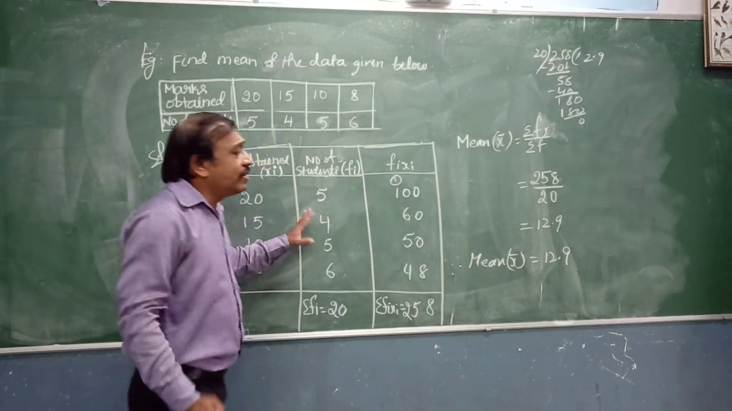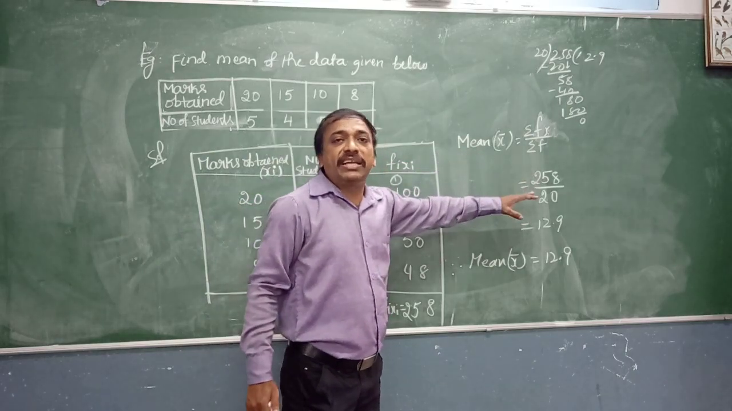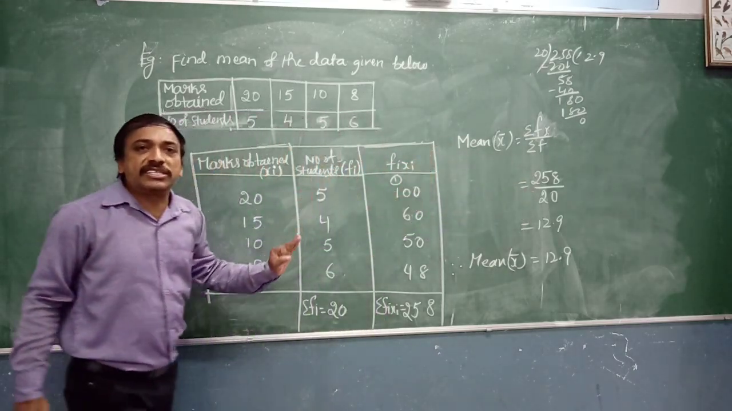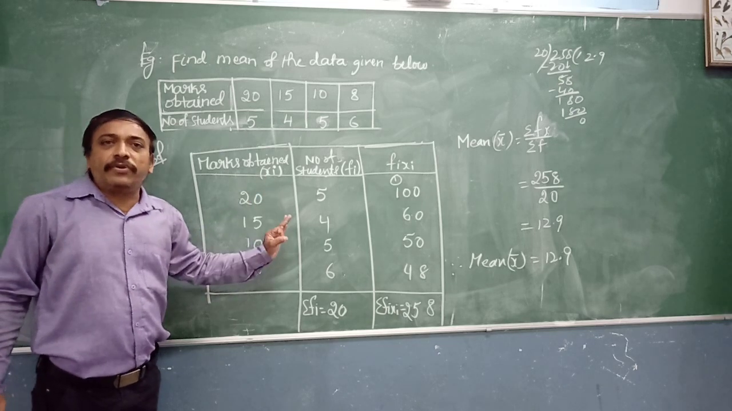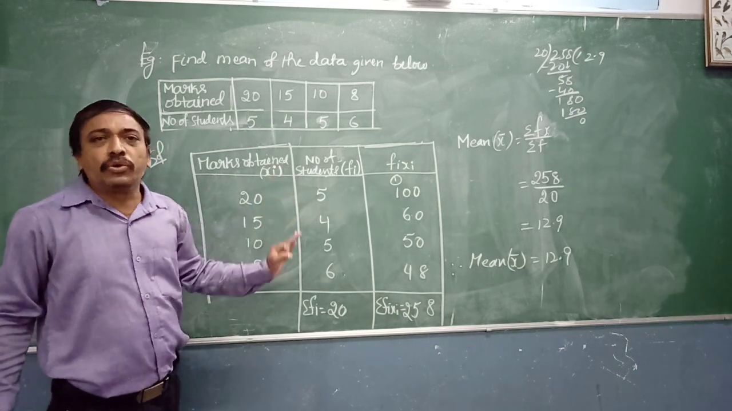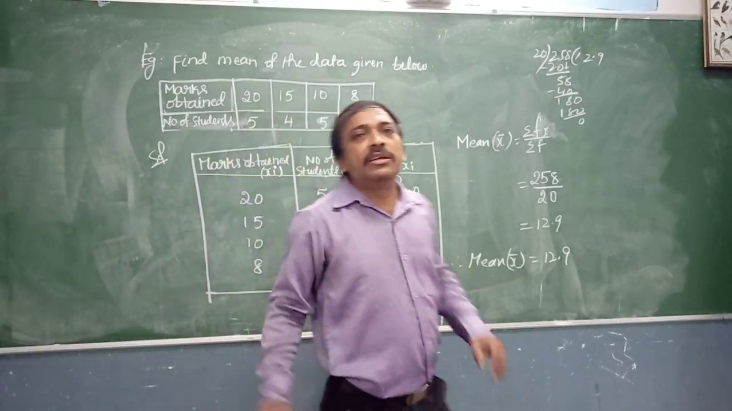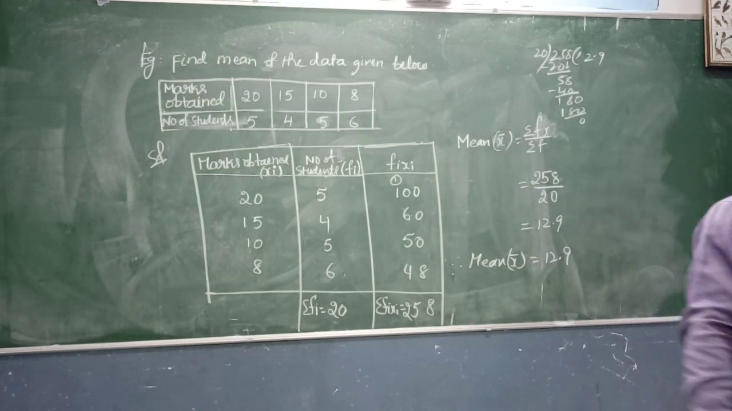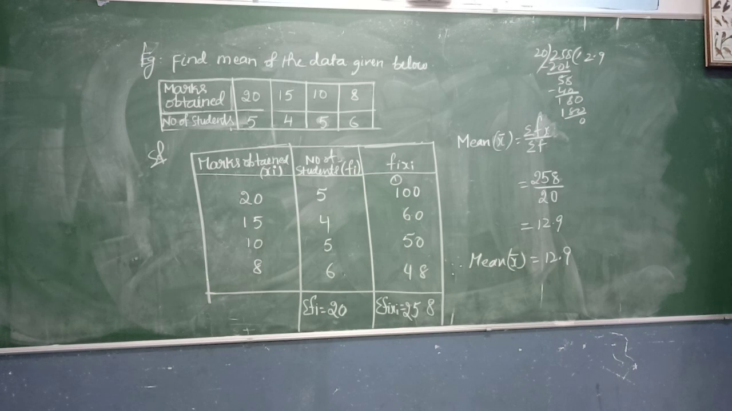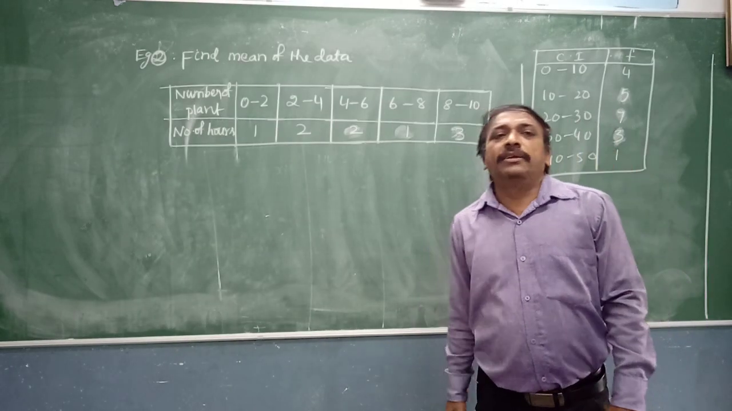For this data, we are calculating mean in this way. Sigma fi xi and sigma fx both are the same for ungrouped data. The same formula now we apply for grouped data. I hope you understood how to calculate mean for ungrouped data. Let us discuss about the grouped data.